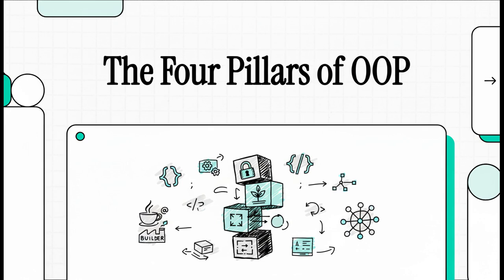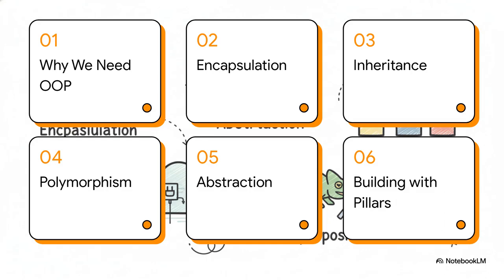Today, we're unlocking the 4 foundational principles of object-oriented programming. And if you're a BTech student wrestling with Java, trust me, this is the stuff you absolutely need to know. So here's our game plan. First, we're going to tackle why we even need OOP in the first place. Then, we'll break down each of the 4 pillars, one by one. And finally, we'll see how they all lock together to let you build some seriously powerful software.